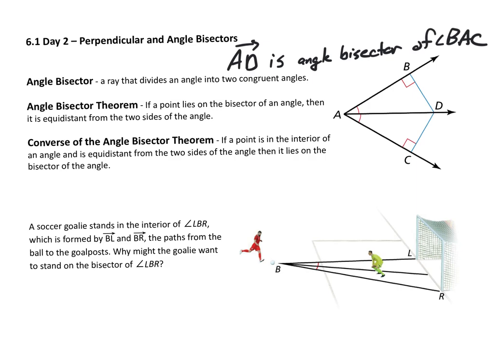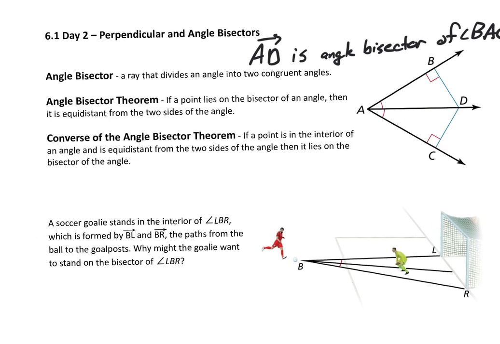And then notice I use a ray here. We haven't seen rays for a while. This is ray AD because we have an endpoint and it goes on. I could also call it segment AD, which means it would have to stop at D and just that right there. So that's why I would rather use ray because it does go on forever. Okay, so that's what we call an angle bisector.